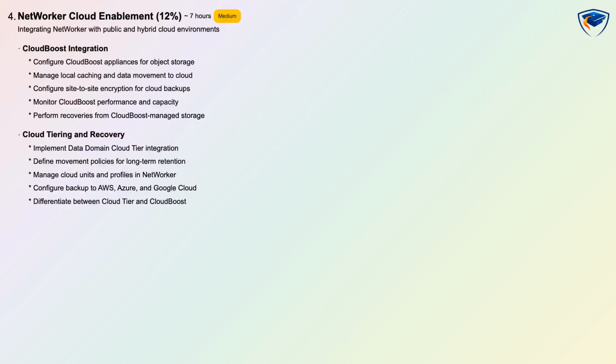Networker Cloud Enablement is 12%, medium difficulty, with 7 hours of scenario-based study focused on cloud integrations and policies. You will configure Cloud Boost appliances for object storage, manage local caching and secure site-to-site encryption, and monitor Cloud Boost performance and capacity. The syllabus also covers Data Domain cloud tier integration, movement policies for long-term retention, cloud unit and profile management, and backup configurations for AWS, Azure, and Google Cloud while distinguishing Cloud Tier from Cloud Boost.